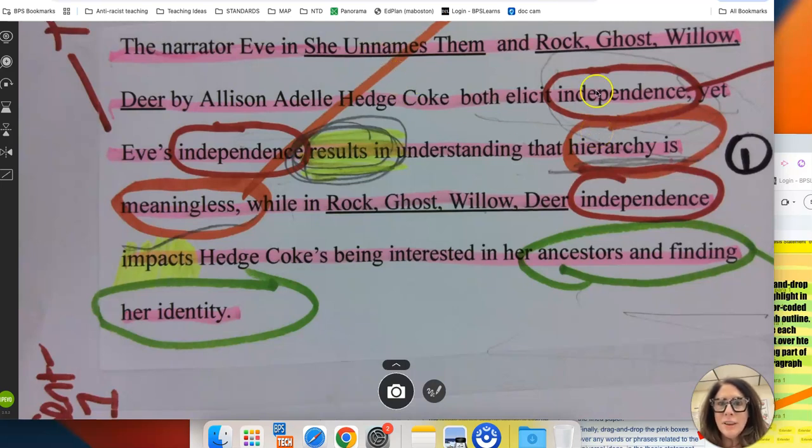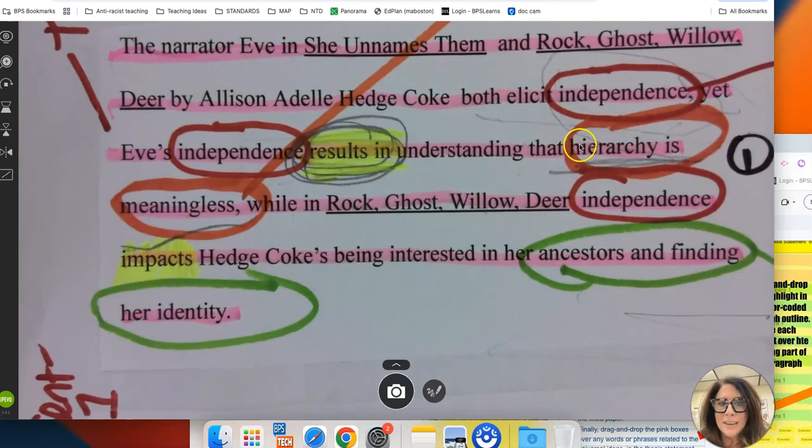So Eve and this writer, Alison Adele Hedgecock, from the other text, both represent, or bring out, independence, yet Eve's independence results in, so right there in yellow, we have this impact signal phrase that's going to let you know there is a result or an impact coming up. And Eve's results in hierarchy, that we learn that the systems of power are meaningless.